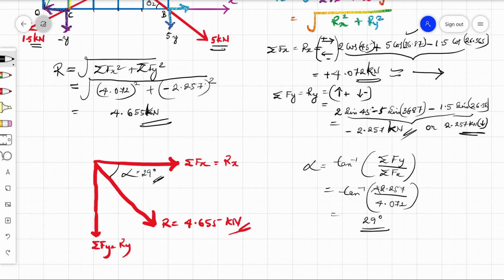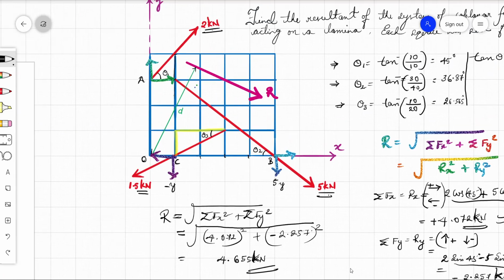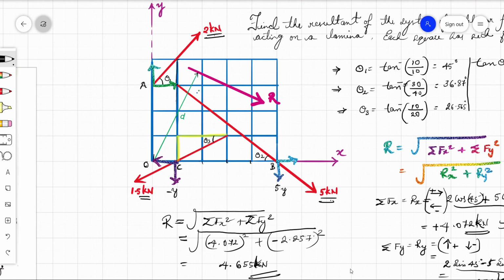And now we got to know everything that is required, that is resultant alpha. But we need to find one small thing, that is this distance. We got to know what is this resultant, which was 4.655 kilonewton. We got to know, okay, and k is a small k. But we need to find this resultant. How do we find the resultant?